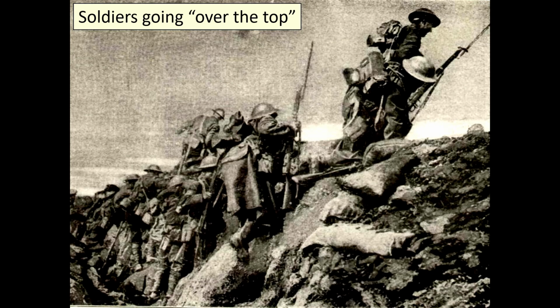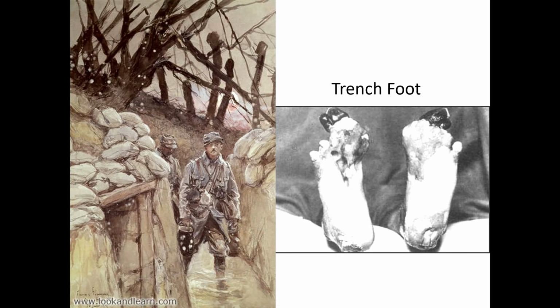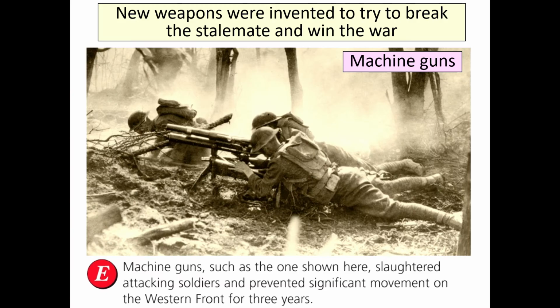Here is a picture of soldiers going over the top. Soldiers had very little decent food, and what food they had was often attacked by rats. And these rats were the size of small rabbits and badgers because they had fed on the decomposing bodies of dead soldiers. Those trenches would fill up with water a lot of times, and that water was absolutely full of terrible bacteria, which could eat your feet away, and it was called trench foot.